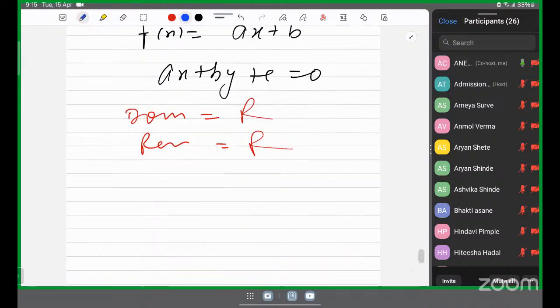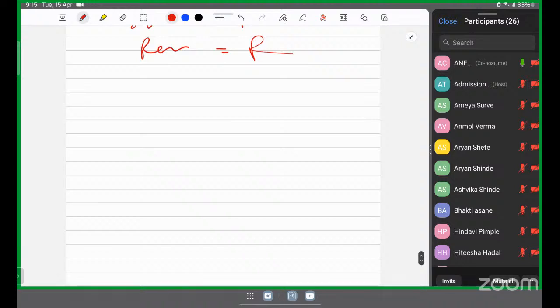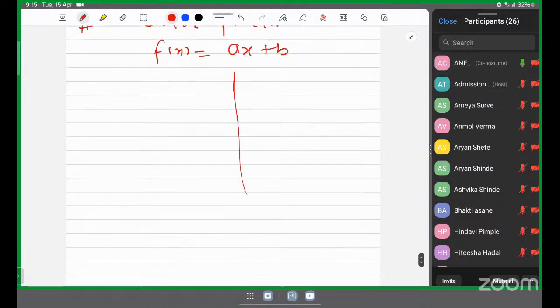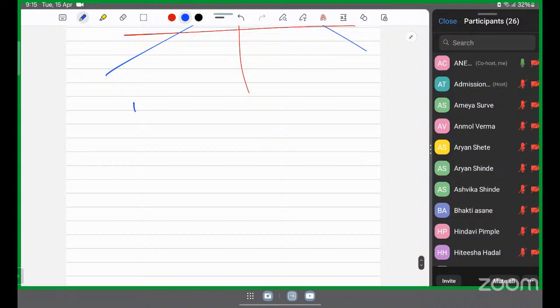Let me name this function now. So now we are going to discuss the third function, which is given as the linear function. Linear function f of x equals ax plus b. If you plot its graph, it will be a straight line, may be in any direction. And the domain will be R. The range will also be R. There is no change in the domain and range of the linear function. Understood or any doubt?